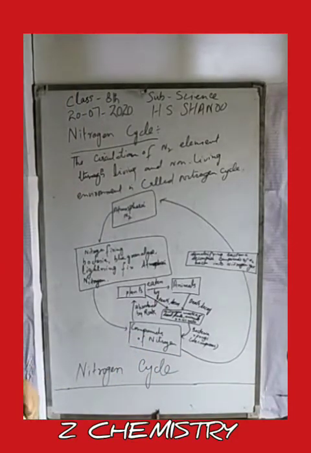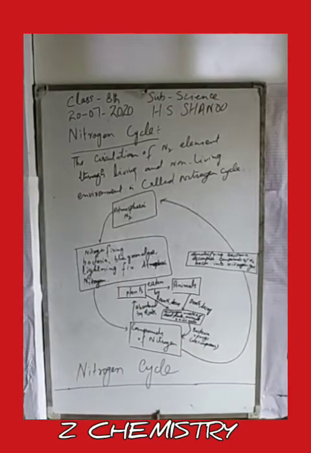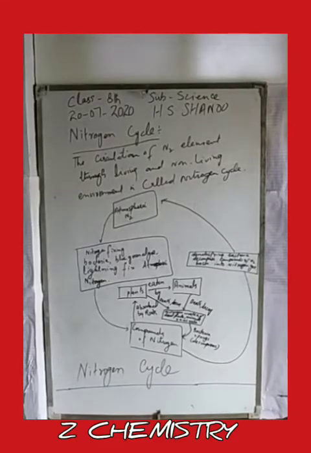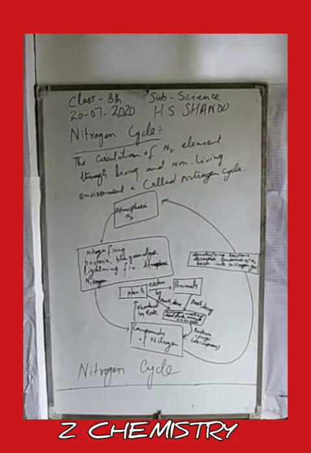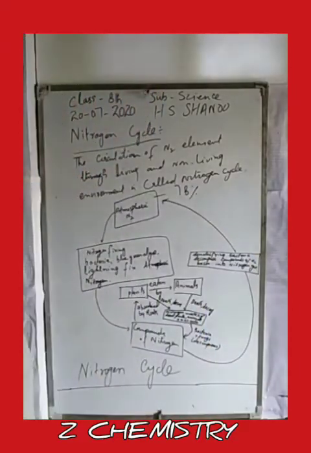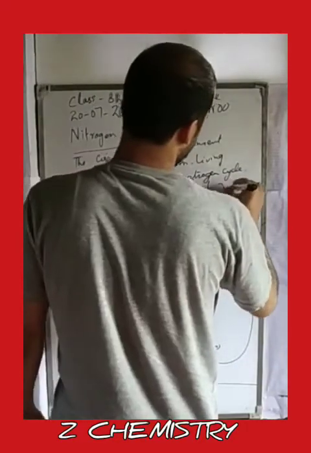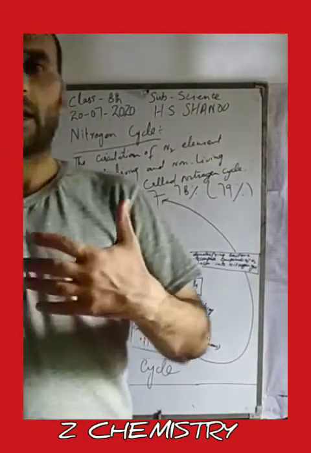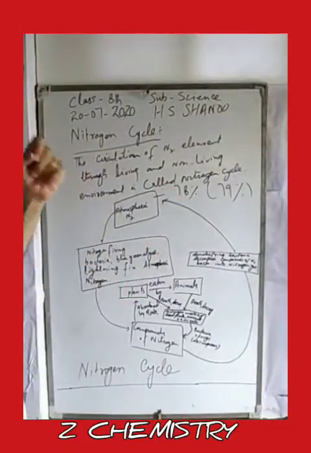And in this particular cycle, we are going to know how this circulation occurs between living and non-living components of the environment. We know that nitrogen is present in the atmosphere in a very high quantity, about 78%, 78.96, which is approximately considered as 79%. It means that air is about 80% composed of nitrogen.